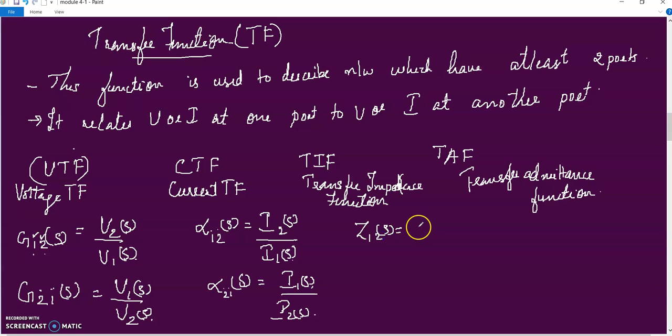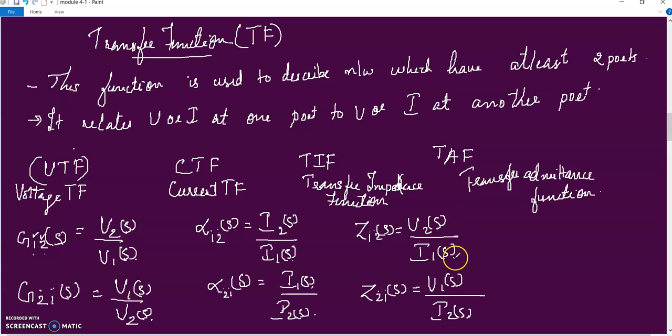Z is impedance, that is V by I. This is the input function and this second one, 2, is the output function. So V2 of S by I1 of S. Next we have Z21 of S. Z21 of S is input, output, that is V1 of S by I2 of S. This is the ratio of output by input.